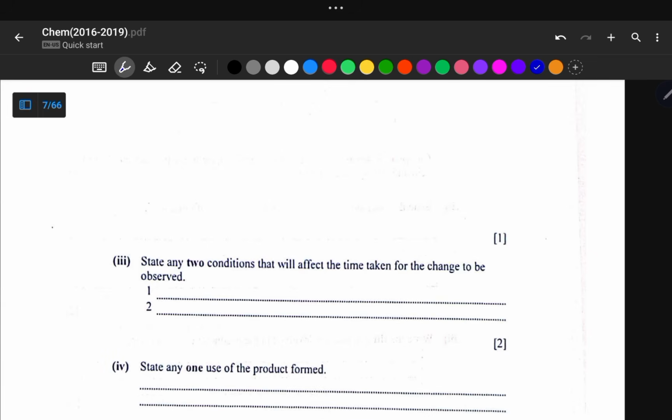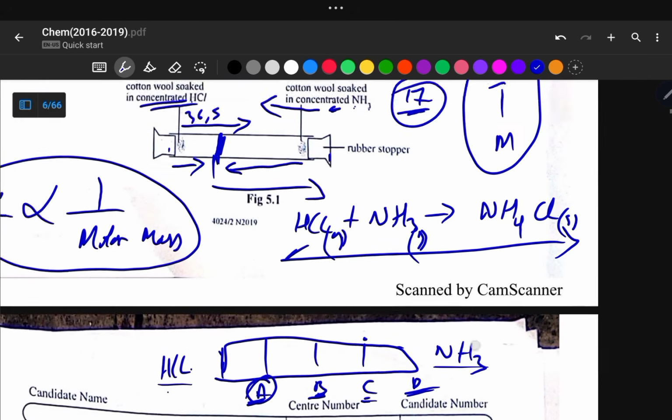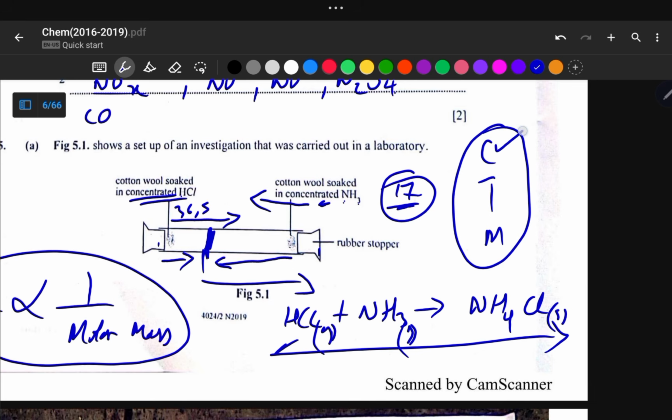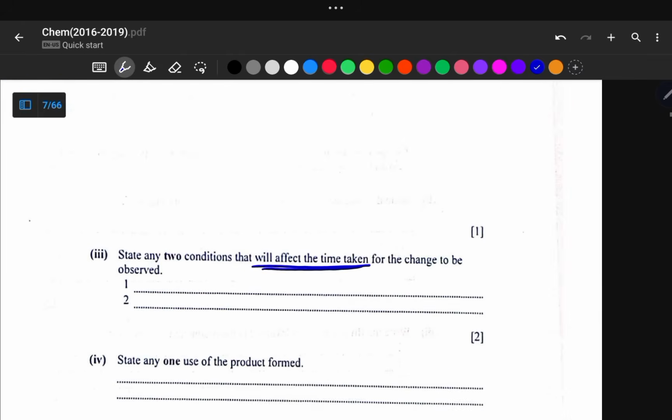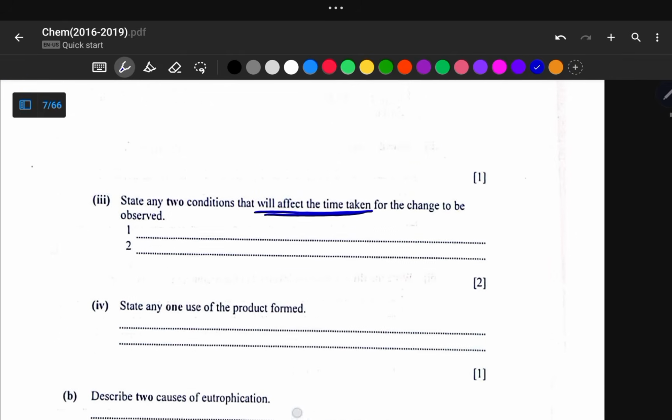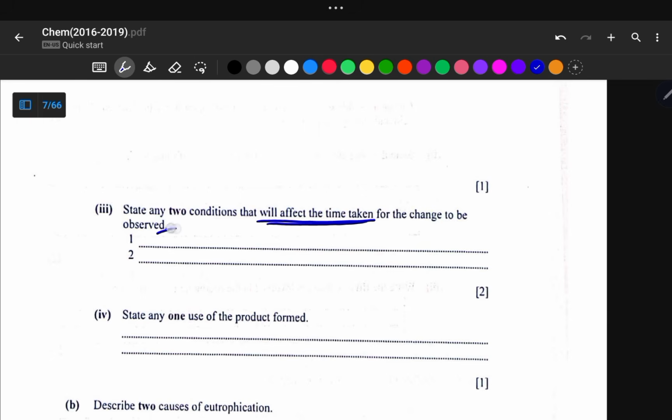And then the next part is: state any two conditions that will affect the time taken for the change to be observed. So time taken, this is the rate of reaction. I've said the rate of reaction is governed by three terms: concentration, temperature, and the mass. So this is what you should provide for your answer. State two conditions, mass and temperature, right? And then concentration. And also you should be able to explain.